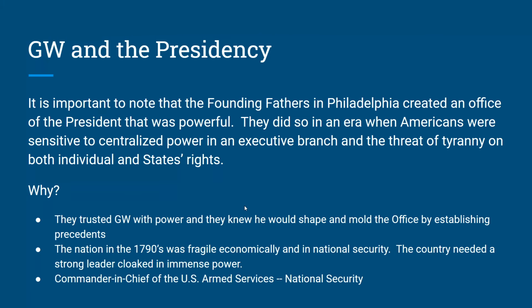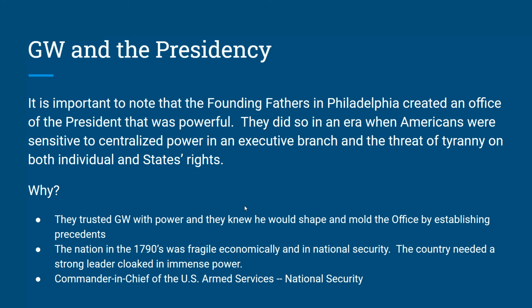So it's important to note that the Founding Fathers in Philadelphia created an office of the President that was powerful. And they did so in an era in which Americans were very sensitive to centralized power in an executive branch and the threat of tyranny on both individual and states' rights. So why did they create a presidency that was so powerful? Well, one, they trusted George Washington with power. They knew that he would not misuse his power and that he would help shape and mold the office and establish those precedents that future presidents would follow.